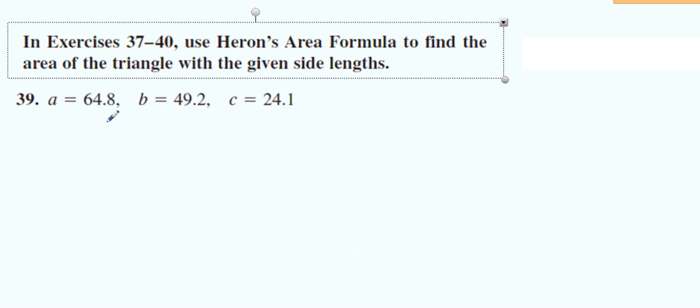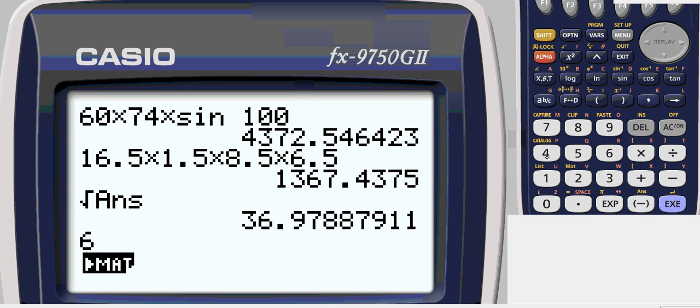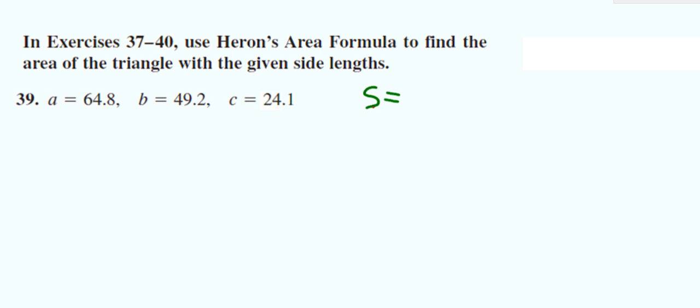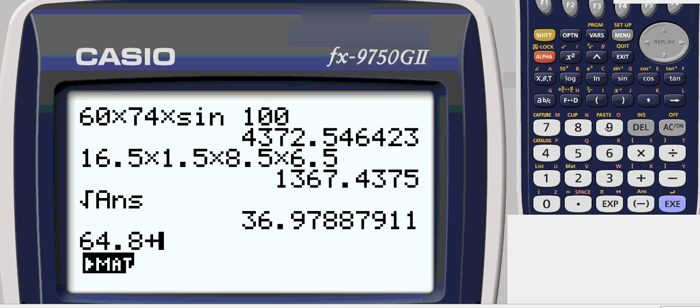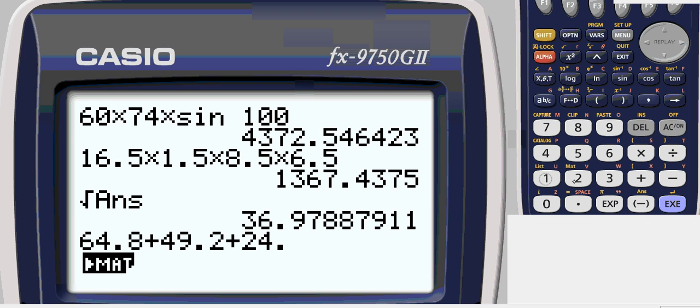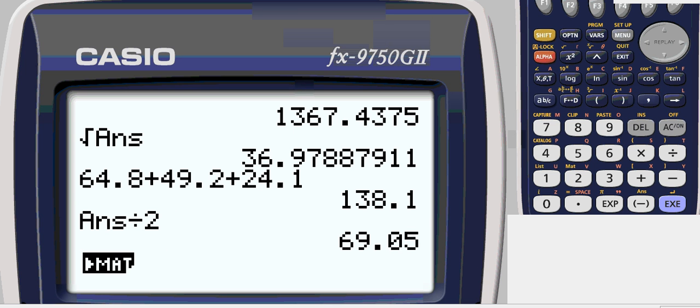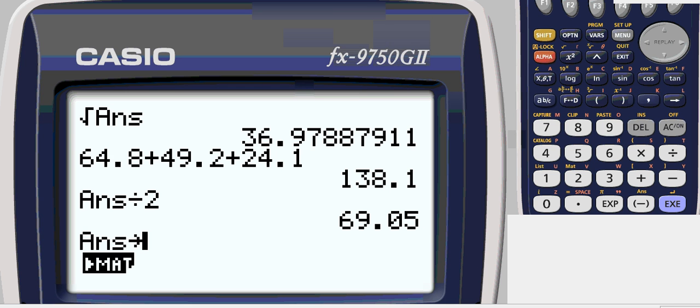So we have another Heron's formula, so we need to add up those 3 numbers and divide by 2 for the semi-perimeter. So 64.8 plus 49.2 plus 24.1, so that's the perimeter. So half of that is the semi-perimeter. I'm going to store that as S. So I'll have to keep retyping it.